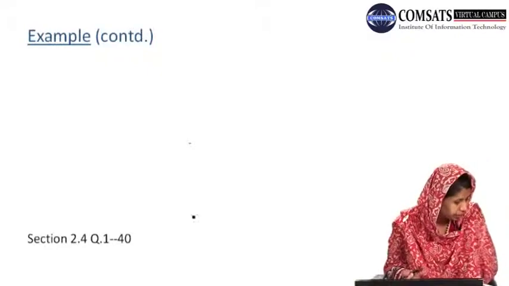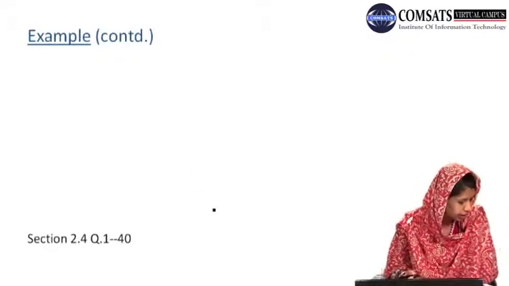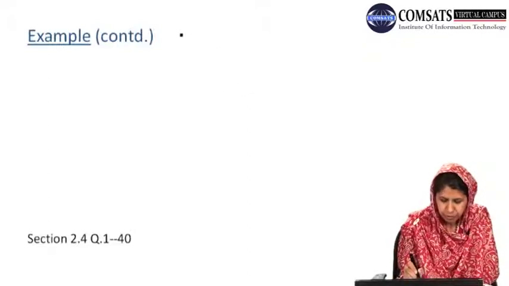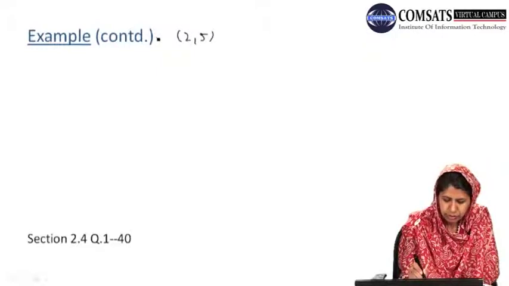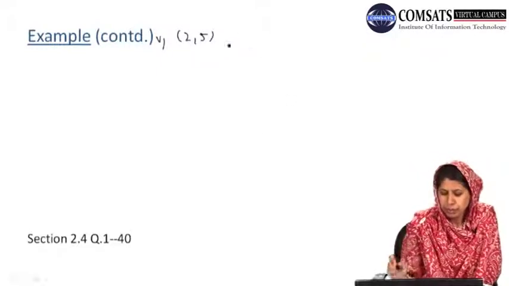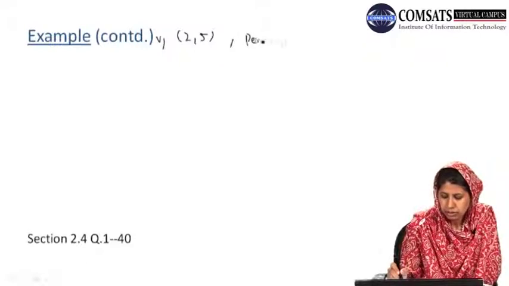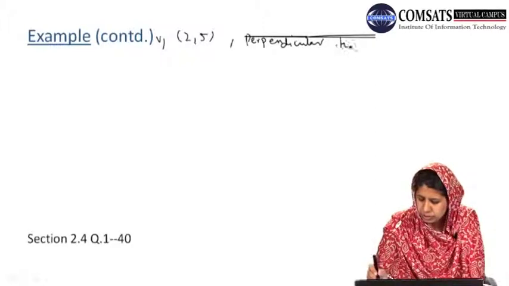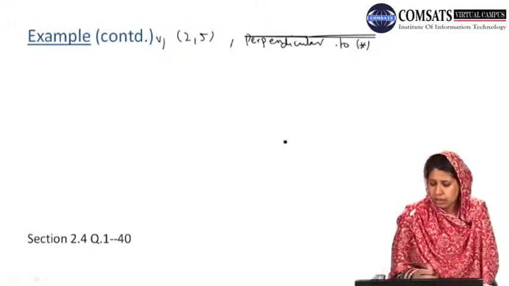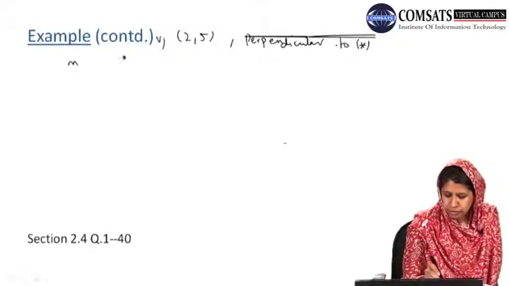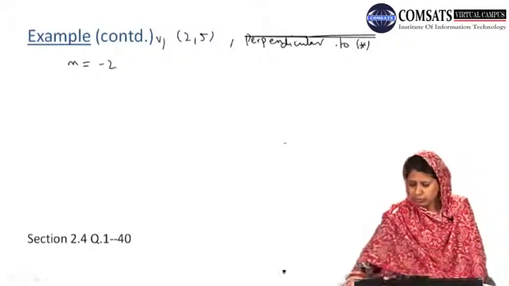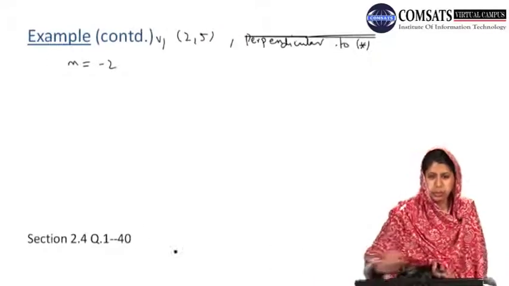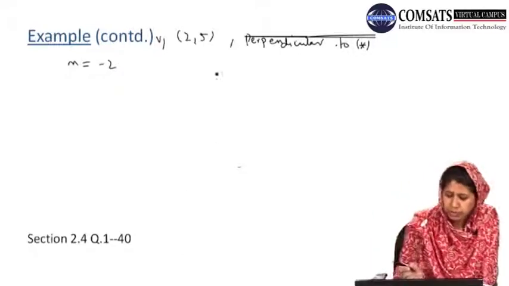And finally we are asked to find the equation of a line which is perpendicular to the given line and passes through the point (2, 5). This is part 5. So any line perpendicular to the given line star has slope minus 2, and passes through the point (2, 5).